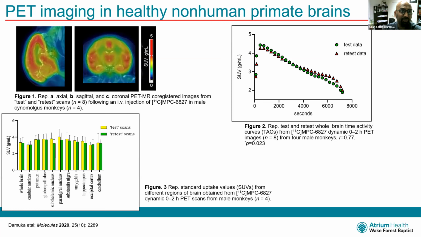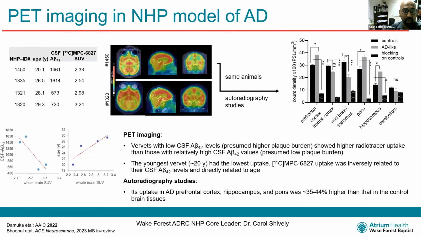So having this in hand, we went with the PET imaging of a non-human primate model of AD. That is, we took 4 animals which have different CSF A-beta numbers, lower A-beta numbers and higher A-beta numbers, and again with different ages. Vervets with the low CSF A-beta, that is presumed higher plaque burden, showed higher radioactive uptake, as you can see here, compared to vervets with a higher CSF A-beta, again presumed low plaque burden. So we showed that the youngest vervet has the lowest uptake, and for MPC 6827, the uptake was inversely related to the CSF A-beta values and directly related to the age.